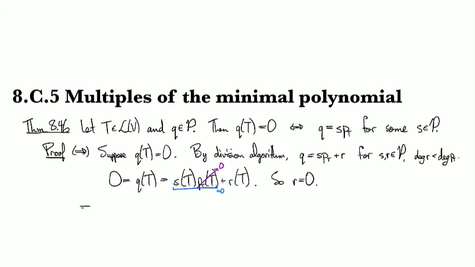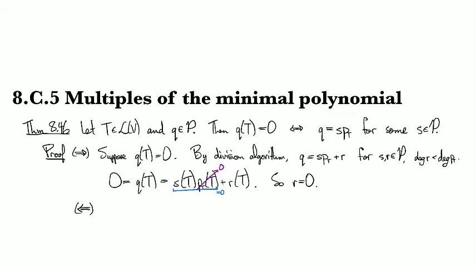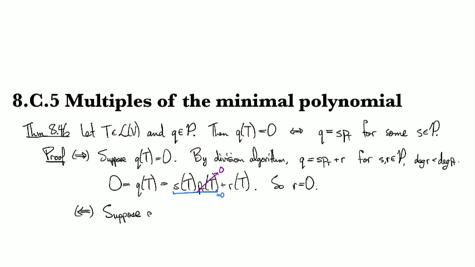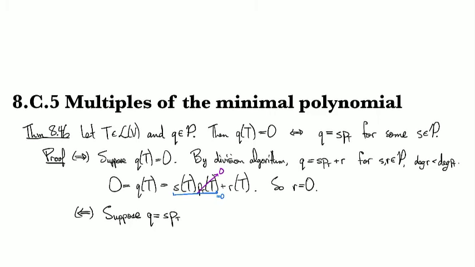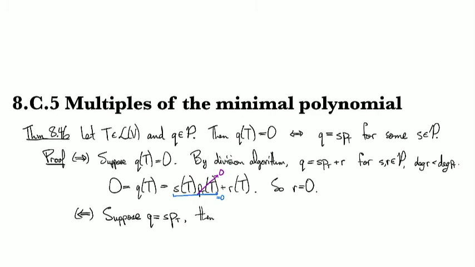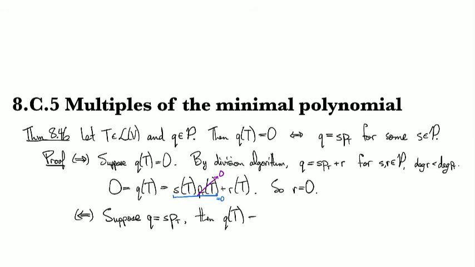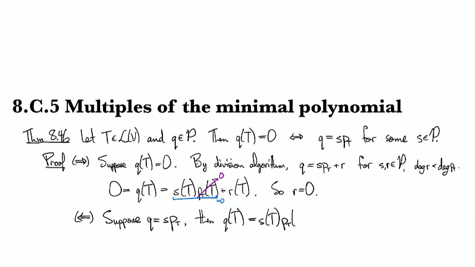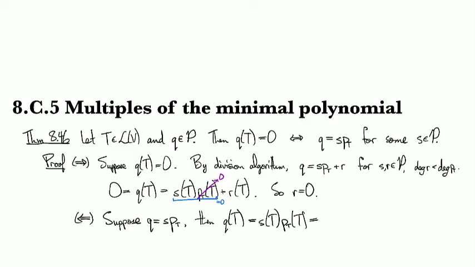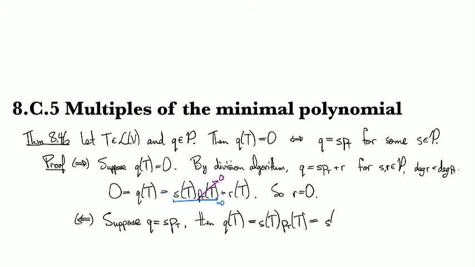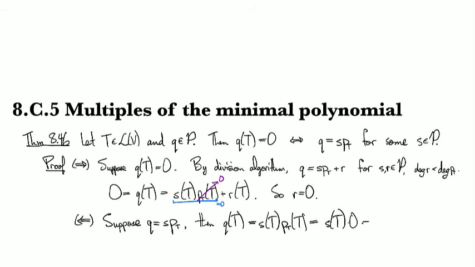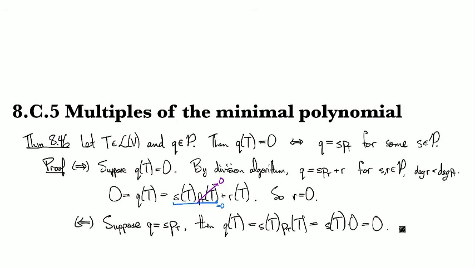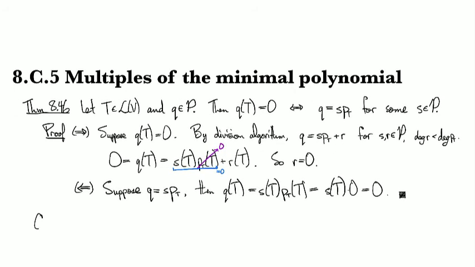Then for the reverse implication, this one's basically immediate. If you suppose that q is equal to s times p, then q of T is s of T times p of T, but p of T is 0, so you get 0. The end.